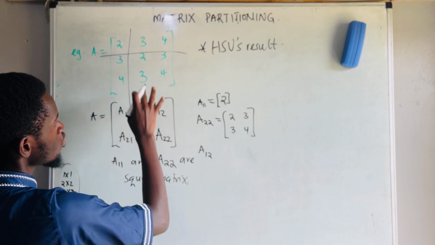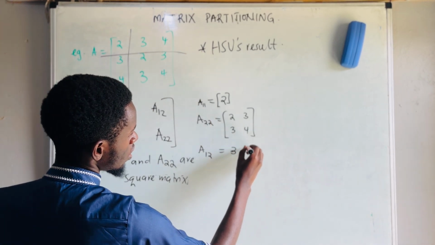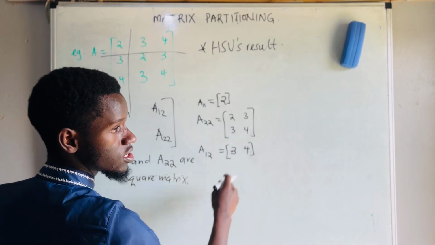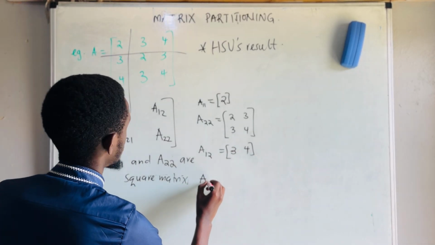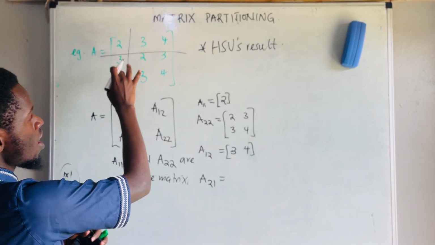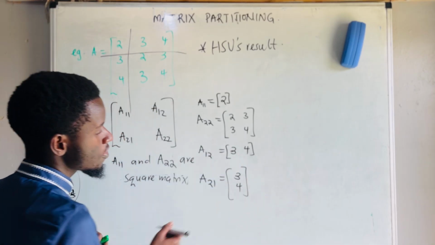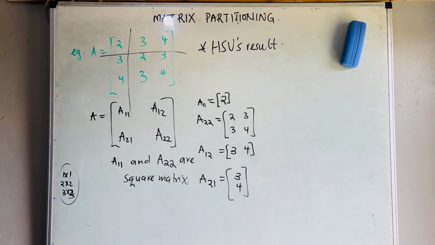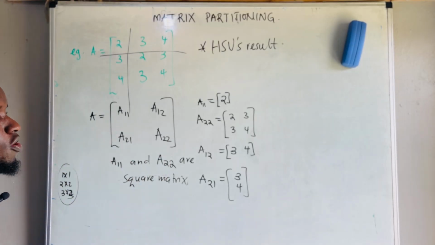Now, what is going to be our A12? A12 is going to be 3 and 4, which is a row by column, a 1 by 2 matrix. And then our A21 is going to be 3 and 4, a 2 by 1 matrix. With that, we are able to partition our matrix to form the following matrix.